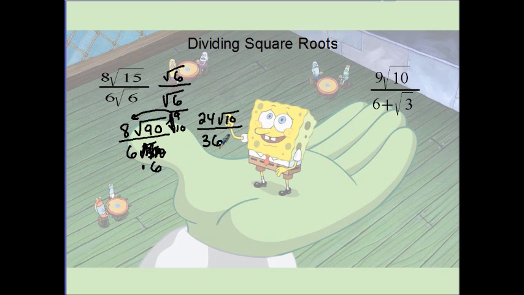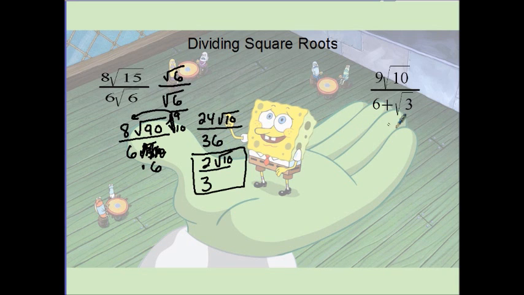And once you're done, we want to compare outside numbers or any inside numbers, and we want to reduce that. So here we go. 24 and 36, what are they both divisible by? Hopefully you said 12. So that's going to reduce down to give me 2/3. And the root 10 is still stuck on top for a final answer.